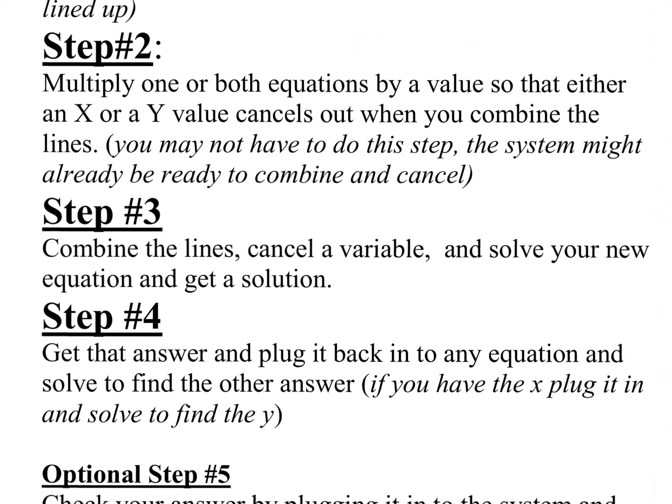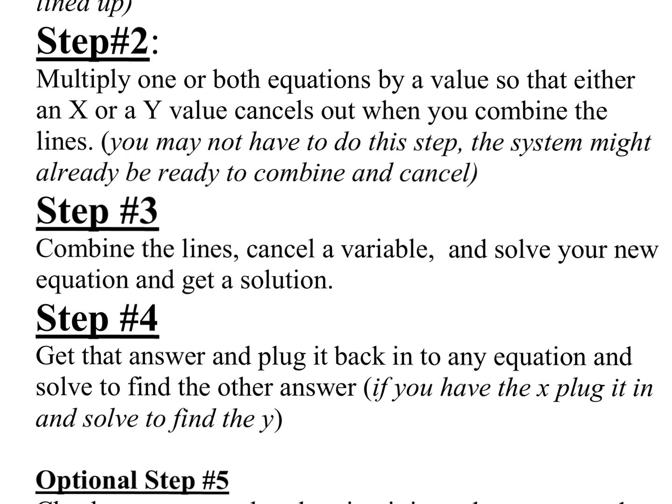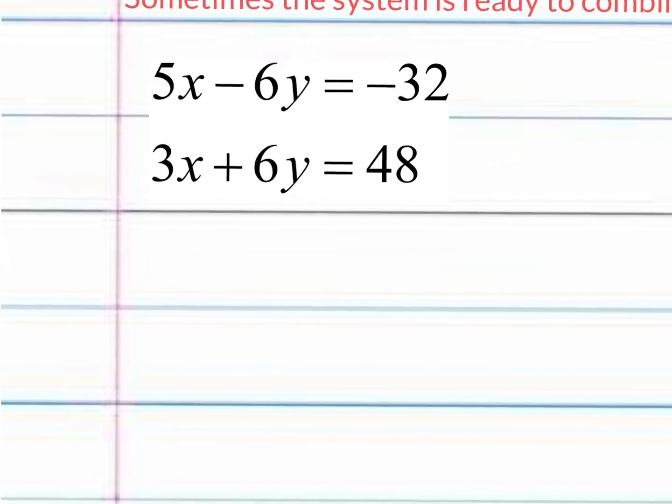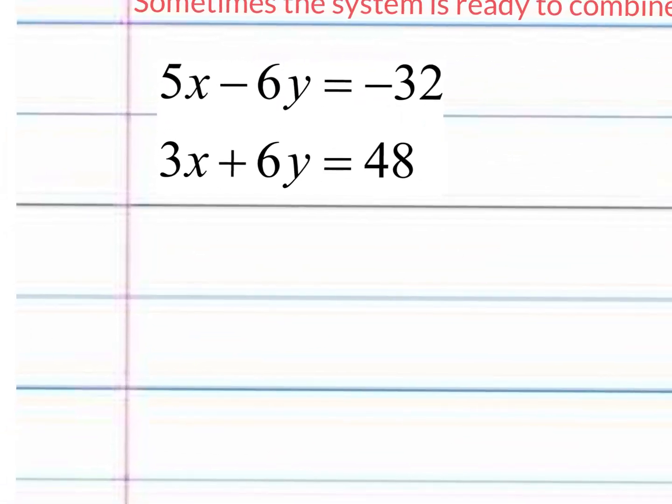Step two, it says multiply one or both equations by a value so that either an X or a Y can cancel out when you combine the lines. You may not have to do this step. So step one, make sure it's organized. It's already done. Step two, if you combine the lines, will something eliminate? Or do you have to actually change one equation or both equations to get something to eliminate?